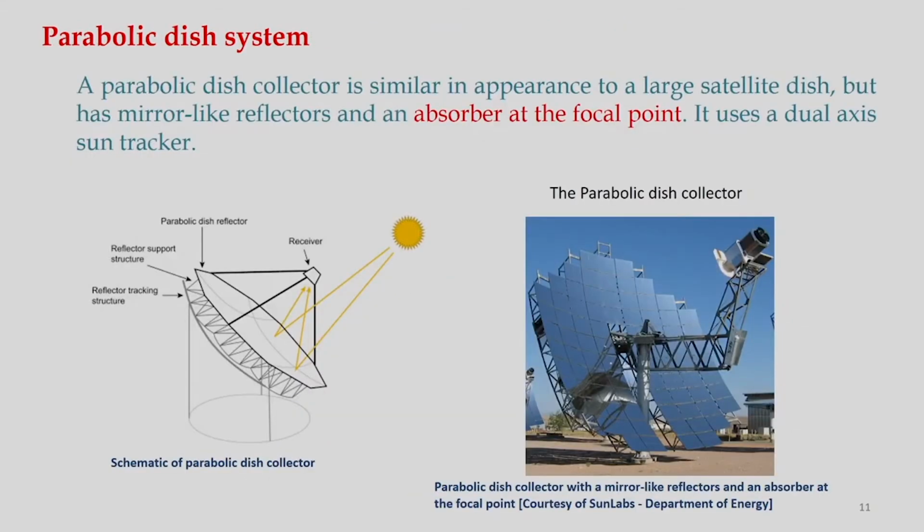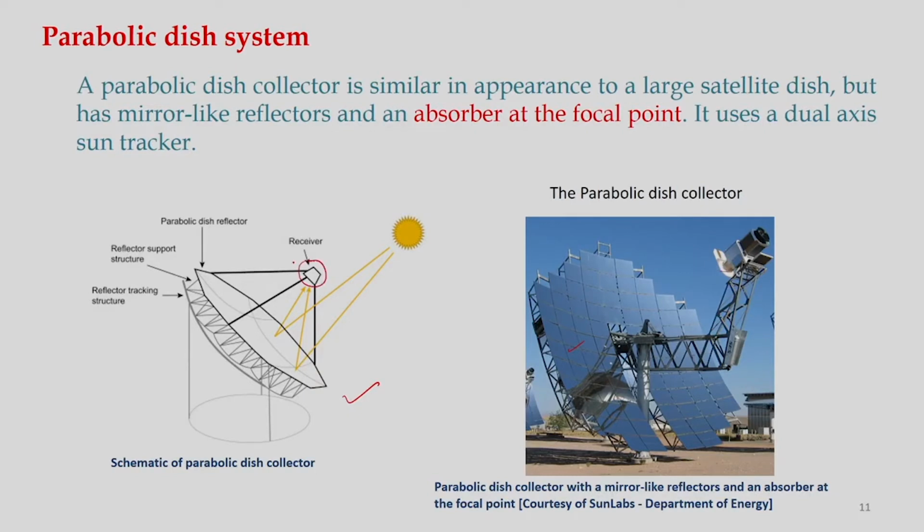So this parabolic disk collector is similar in appearance to a large satellite disk, as you can see here, but has mirror like reflectors. So these are the mirrors. Okay. So what you can see in this picture, these are mirror like reflectors, and an absorber at the focal point. So this is the absorber here, or receiver here.